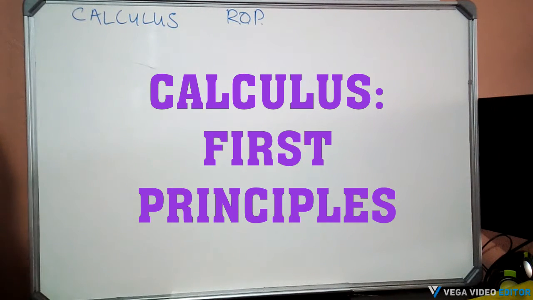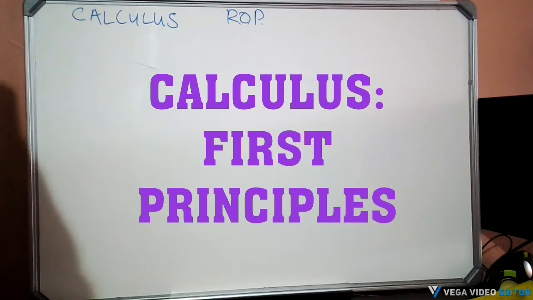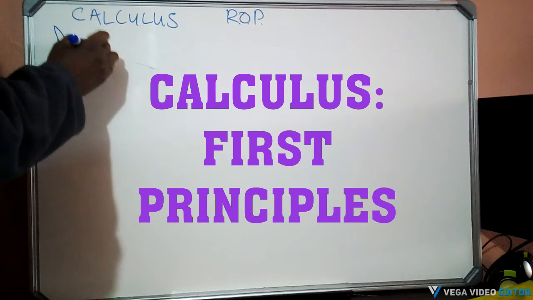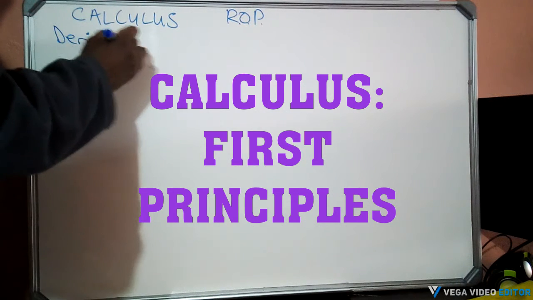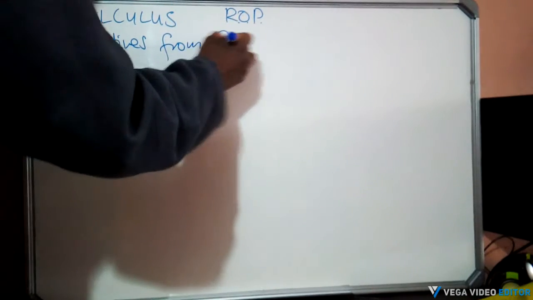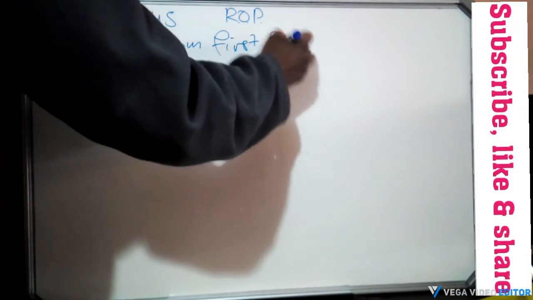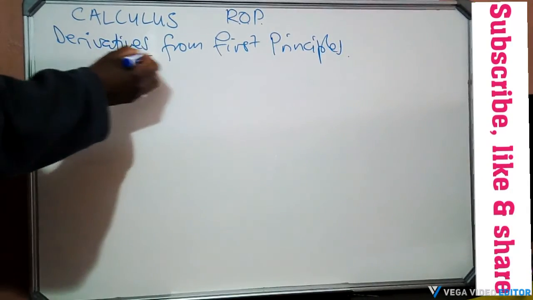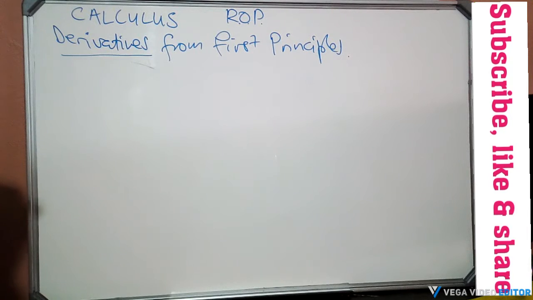Okay, now what we're going to be doing today is calculating derivatives from first principles. Now there are many ways in which we can calculate these derivatives, but the first method that we're going to be using today is using first principles to calculate those particular derivatives.